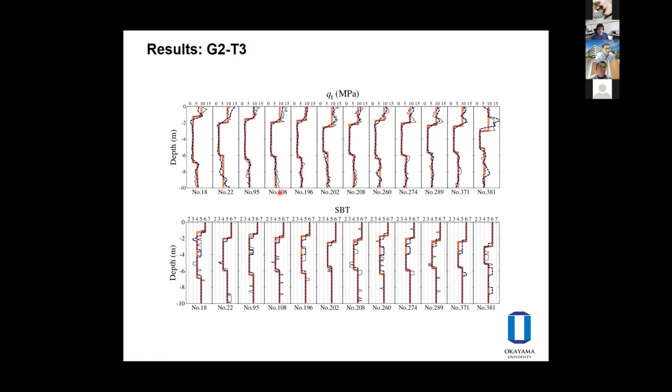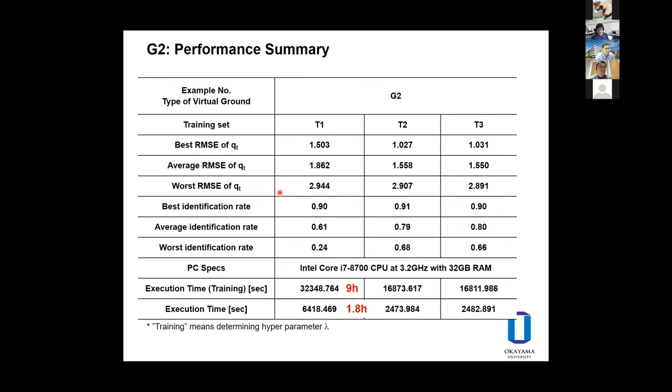And these are the results of T3. We cannot see a very big difference between T2 and T3 results. Okay, so this is a performance summary sheet, and in this example, it takes a longer time compared to the G1 benchmark example. It takes about 11 hours in total to get final results.